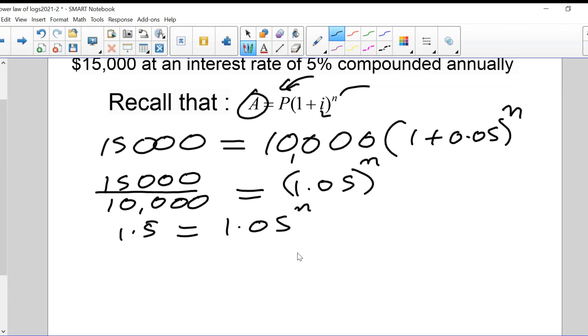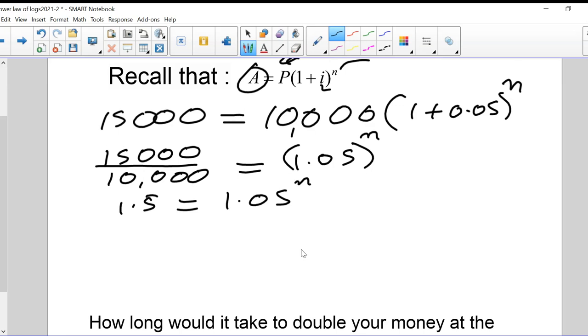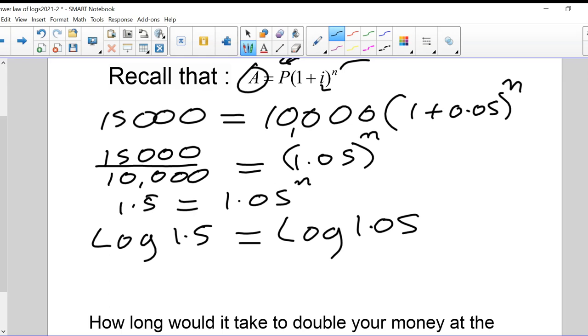Okay, so how do I do that? I mean, I could do trial and error. I could try different numbers, try 1, try 2, try 1.5. In other words, I could play around with this for a long time until I came pretty close. But look at what Noah just said. Noah says take the log of the two sides. That's exactly what we're going to do. So we're going to say that the log of 1.5 is equal to the log of 1.05 to the power of n. I think that's an excellent idea.